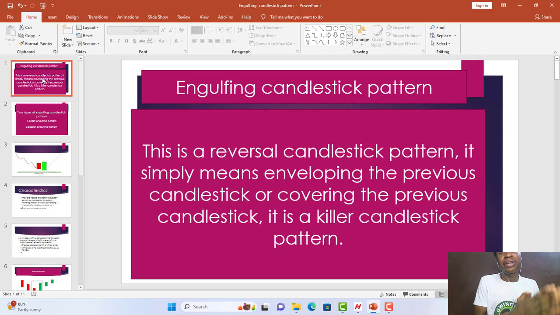The good part is that this is a reversal candlestick pattern. It simply means enveloping or covering the previous candlestick. It is a killer pattern.